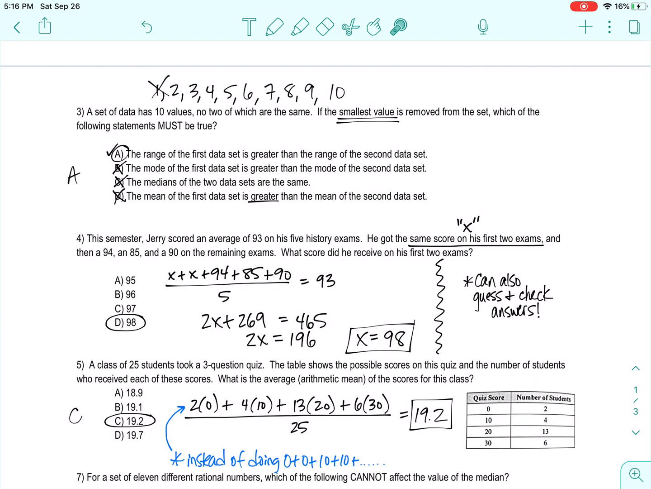And the mean of the first data set is greater than the mean. Conceptually, hopefully you understand why D is not correct. If you get rid of the lowest person, your average goes up. So letter D is false.